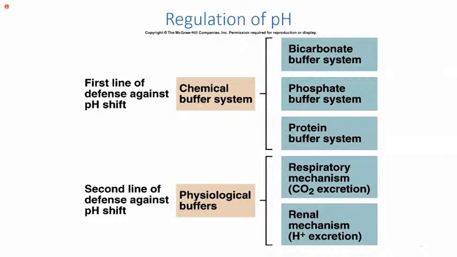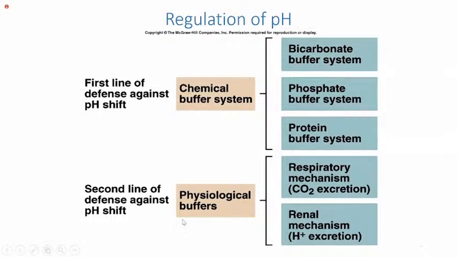Next, we move on to look in greater detail at how the body regulates the pH. There are two lines of defense against pH shift. The first line will be your chemical buffer system. Then the second line are your physiological buffers. Within the chemical buffer system, one of the most important buffer systems will be your bicarbonate. Remember your bicarbonate is negatively charged and it's able to buffer your positively charged hydrogen ions.